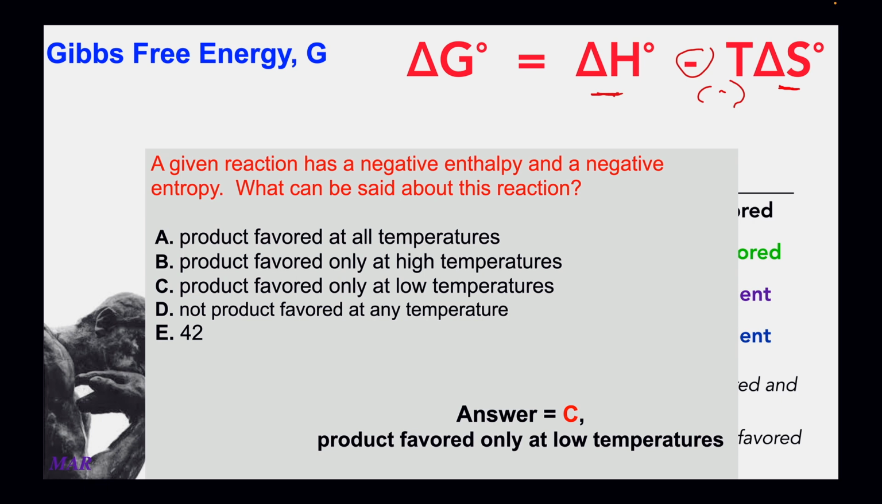Now, low and high are very relative, all right? Low temperatures could be like 2 Kelvin, or it could be 2000 Kelvin. It's hard to say. But past that temperature, that's when things will change, and that's the important part here. So at the lower temperatures, your delta G will be negative, and at the higher temperatures, your delta G will be positive. And that's the effect of T delta S versus delta H, if you will.